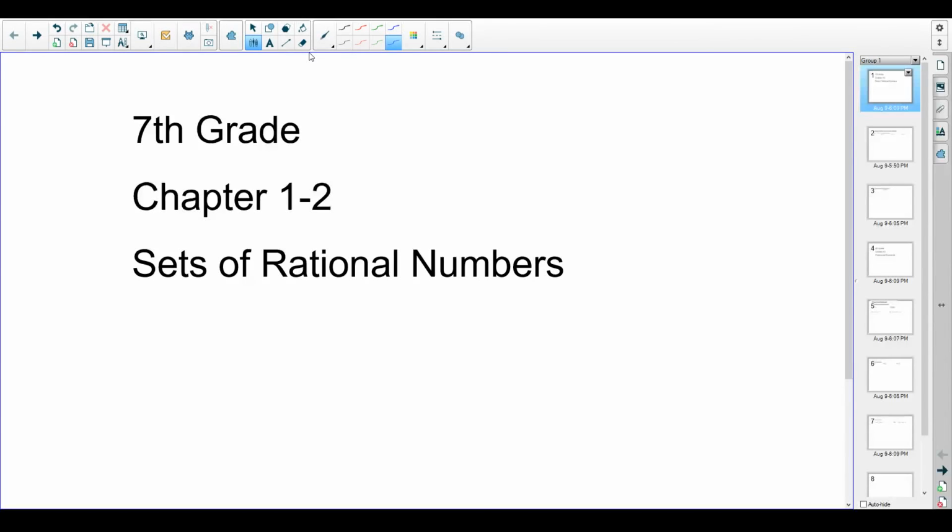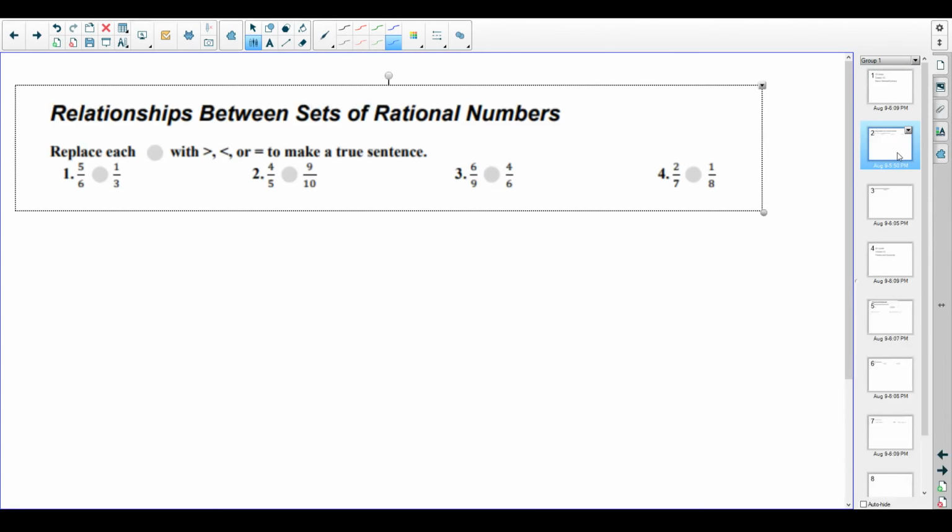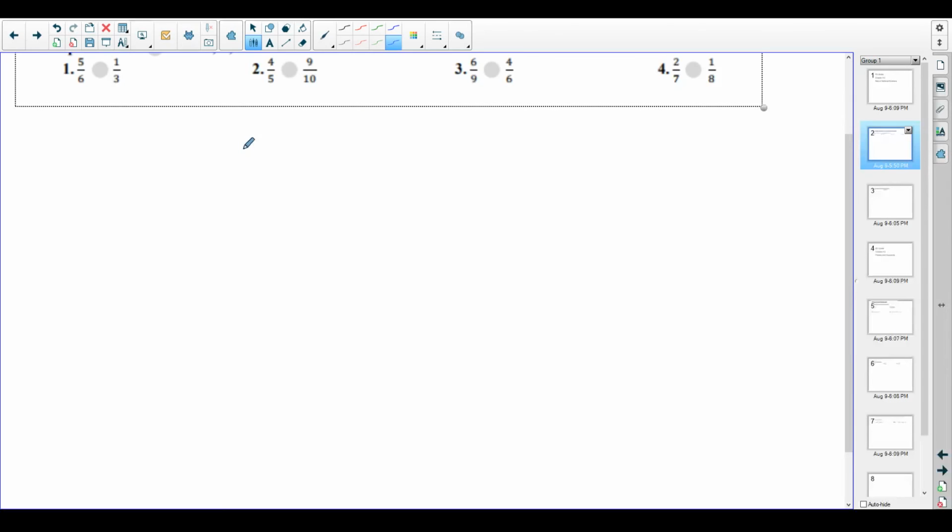Okay, here we go. Chapter 1, Lesson 2, Sets of Rational Numbers for 7th grade. So basically this just comes down to practicing what we did previously, which is changing fractions to decimals and decimals to fractions. So it's going to give you pairs of numbers and tell you to replace each one with greater than, less than, or equal to.